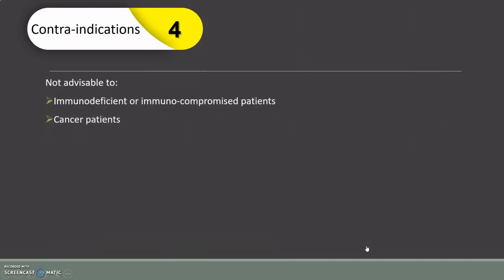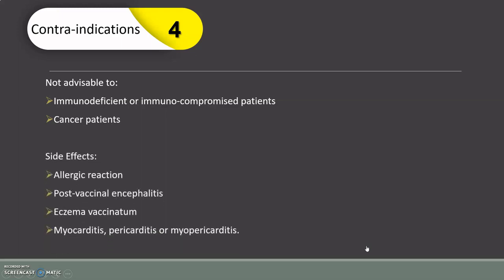Let's look at the contraindications of the vaccine. The smallpox vaccine is not advisable for immunodeficient or immunocompromised patients and patients with cancer. Side effects include allergic reaction in case of people having skin allergy. Rare side effects include post-vaccinal encephalitis, which is inflammation of the brain, eczema vaccinatum, which is a serious rash by widespread skin infection, myocarditis, that is inflammation of heart muscle, pericarditis, inflammation of the lining of the heart, or myopericarditis, a combination of both.